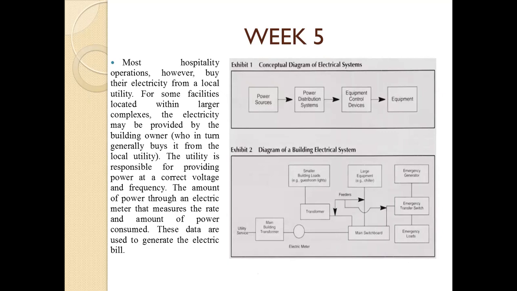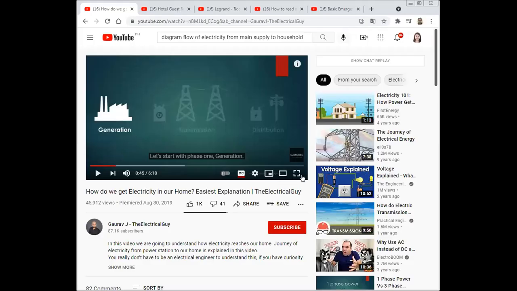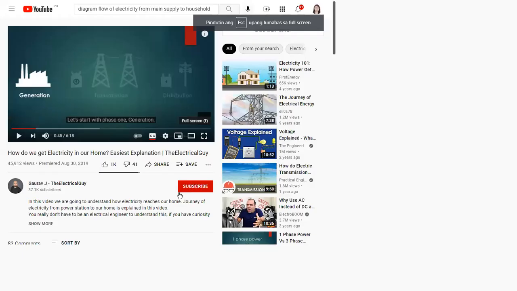Okay, sir, paano kung nasa bundok kami, wala kaming electricity? Ano pwede naming gawin? Pwede ang electricity nyo is through solar energy, solar panels, maglalagay kayo. Meron naman yung gagawa ka ng hydro dam na maliit, parang dam operated siya. Okay, so para mas maintindihan nyo, here I have a video kung saan nagmumula ating electricity. So ganito siya. So let's watch this.